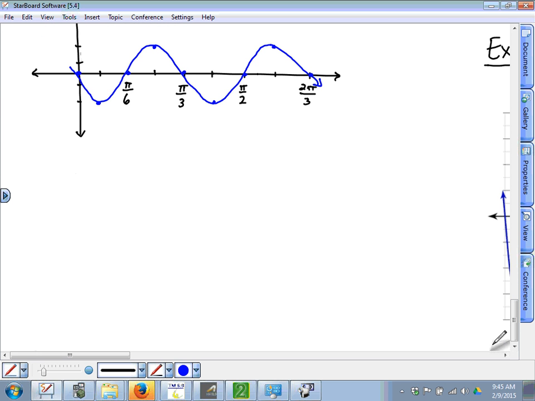All right. There are a couple questions on your homework that I wouldn't say are more challenging. You just have to think backwards. Like this one here. Example, write the equation. Rather than being given an equation and having to graph it, you're going to either be given the graph already or given the amplitude and period, and you're going to have to come up with the equation.